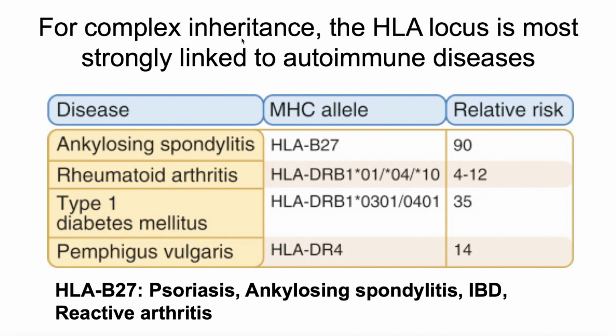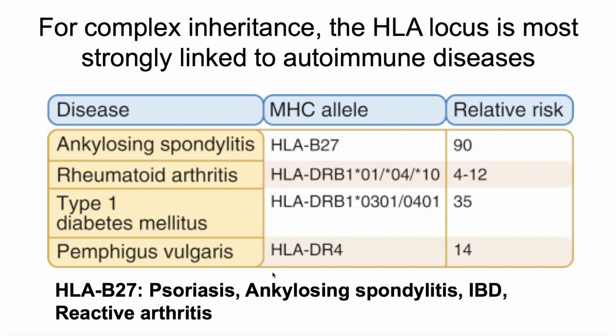For complex inheritance, the locus that is most strongly linked to autoimmune disease is the HLA locus. And there's a number of diseases where HLA has been found to be linked to susceptibility to disease. Just a few of them are listed here. And I should note that for the vast majority of these diseases, MHC class 2 alleles are the ones that are most tightly linked to the onset of autoimmune disease, really highlighting the central importance of the CD4 T cell response in driving autoimmune diseases.